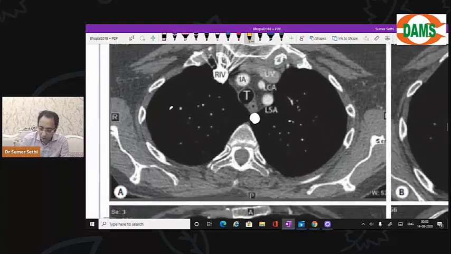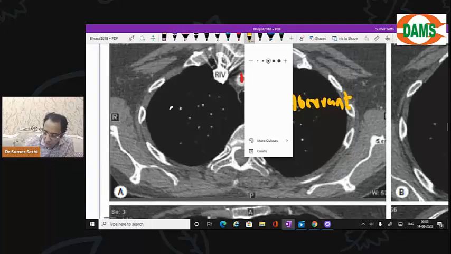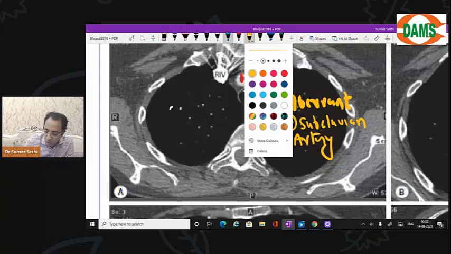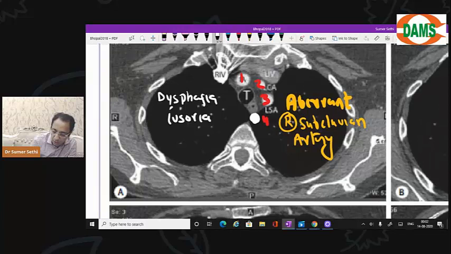So now remember, normally from arch of aorta you should have 3 branches. If there is a 4th branch coming, that must be an aberrant vessel. So in some patients you have an aberrant right subclavian artery which arises as a 4th branch from arch of aorta and goes posterior to the esophagus towards the right side and causes dysphagia. This is called dysphagia lusoria.